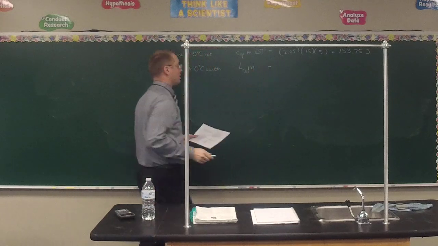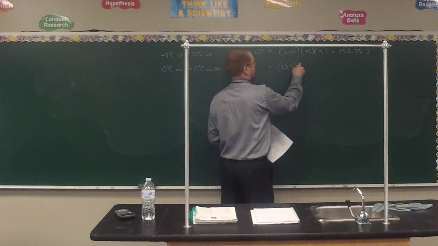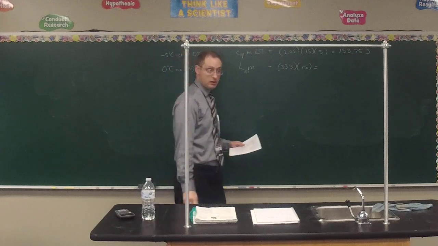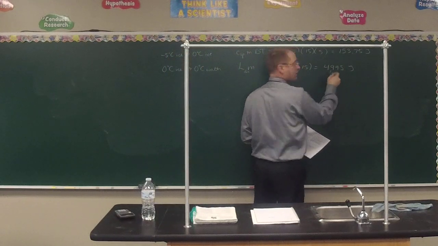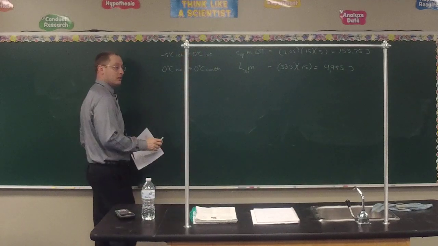So we're going to take the latent heat of fusion, 333 joules per gram, which was listed there for you, times the 15 grams. How much heat is that going to be? 4,995 joules? Is that what I heard? We all like that number? Okay. And then what do I do with my 0 degree water?